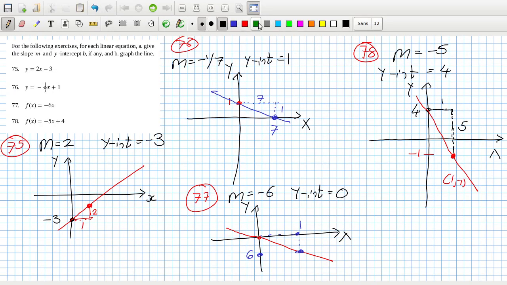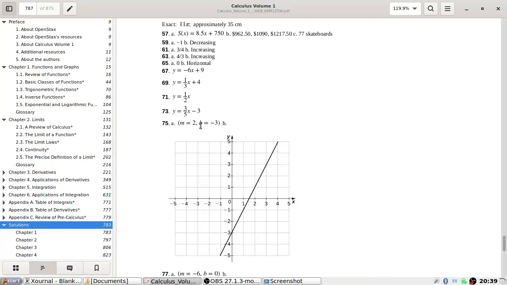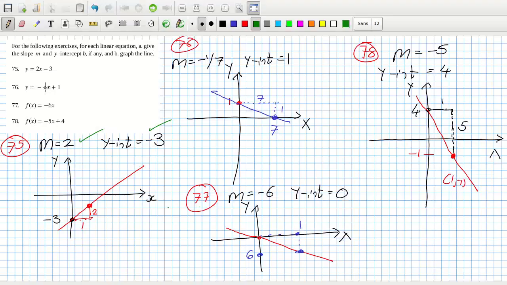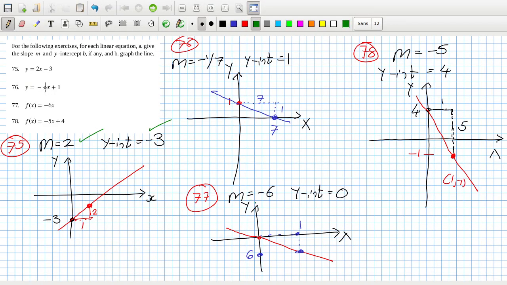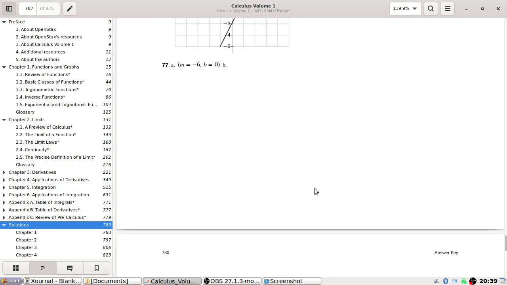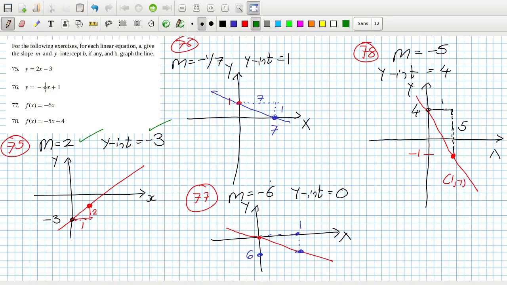75, 2 and -3. And that's the line there. So yeah, obviously they're going to use graphing software, but they say graph the line rather than sketch the line. So I probably should do a better job than what I just did there. But anyways, we can do the next one a little neater. And then 77, -6 and 0.